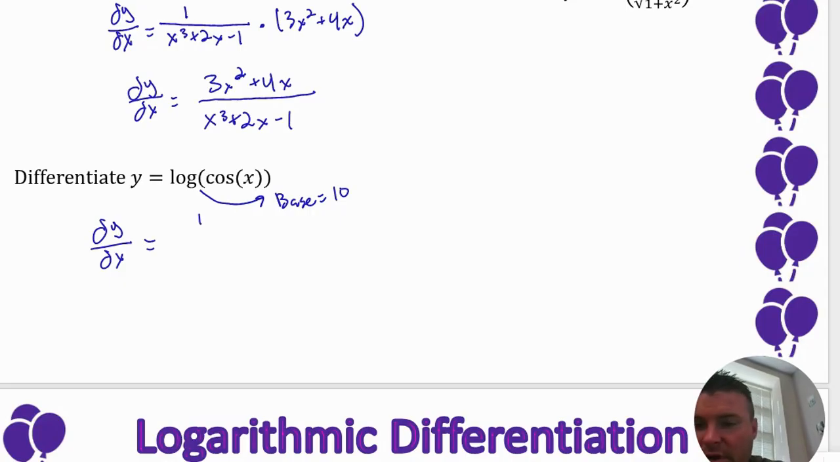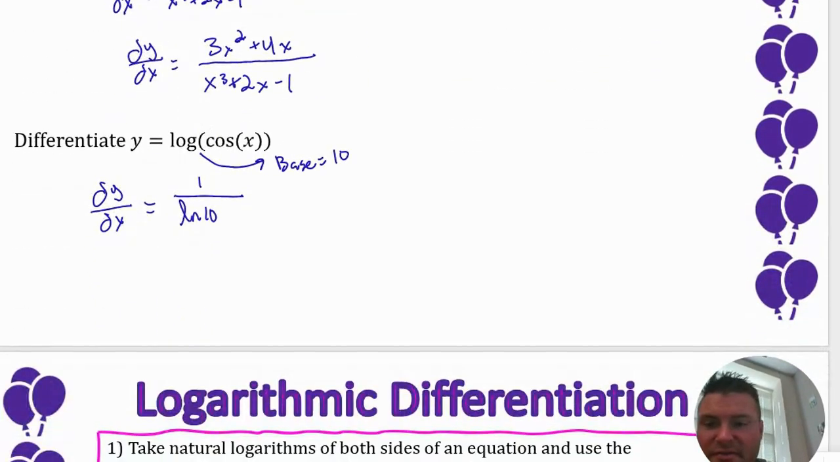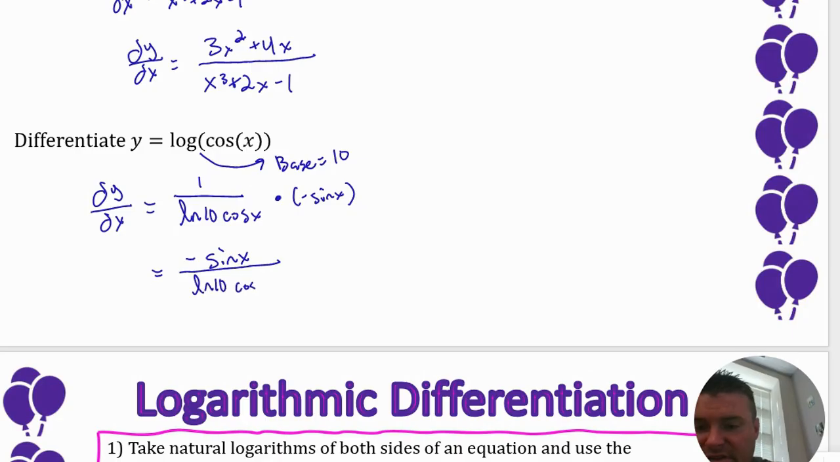I'm going to go 1 over ln of 10, which is going to match what I have right now, times the derivative of the inside, which is going to be cosine of x. Sorry, not times the inside, the derivative. Now let's take the derivative of this, and the derivative of cosine is going to be negative sine of x. So this is going to give me negative sine of x all over ln of 10 cosine x. Now, I can rewrite this a little bit because I do know that sine over cosine is tangent, so let's rewrite this as tangent of x all over ln of 10.